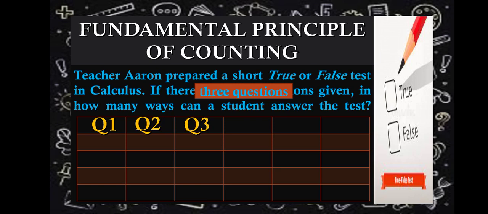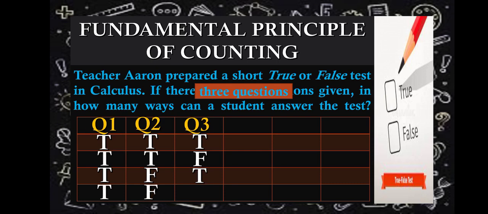Now we have a true or false type of test. So that means we have two possible choices, the true or the false. Let's say true is T and false is F. Let's say that in question number one, the answer is true. A student can choose true. Question number two, also true. Question number three is also true. So this is one of the possible ways a student can answer the test. Another one is true, true, and let's say question number three is false. Another, true, false, true.